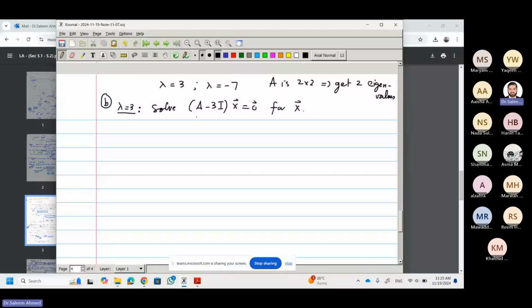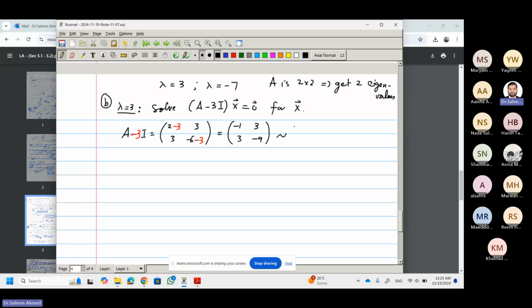So this is a linear system. If it is a system, I can write the augmented matrix, A minus 3I. And if you want, you can write 0, 0 as well, but we can just write the matrix on the left. So 2 minus 3, 3, 3, and minus 6 minus 3. You see, I subtracted 3 from the diagonal. A minus 3I means subtract 3 from the diagonal. So this gives you minus 1, 3, and 3, minus 9.